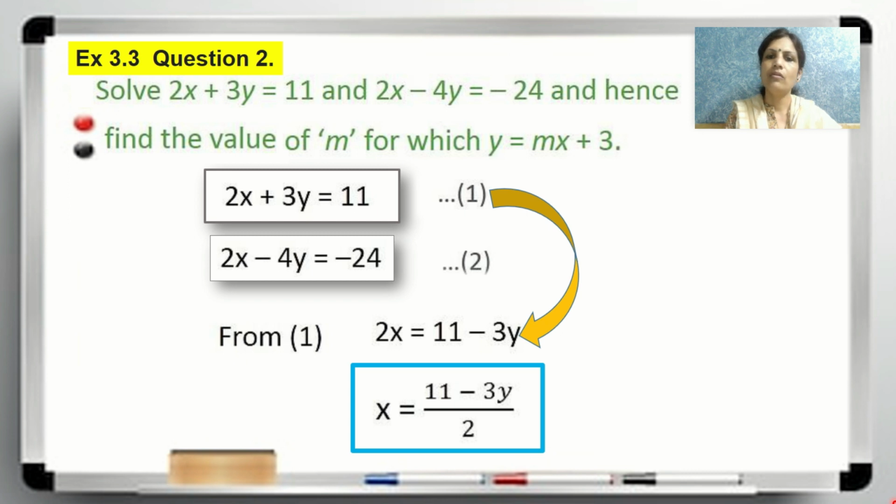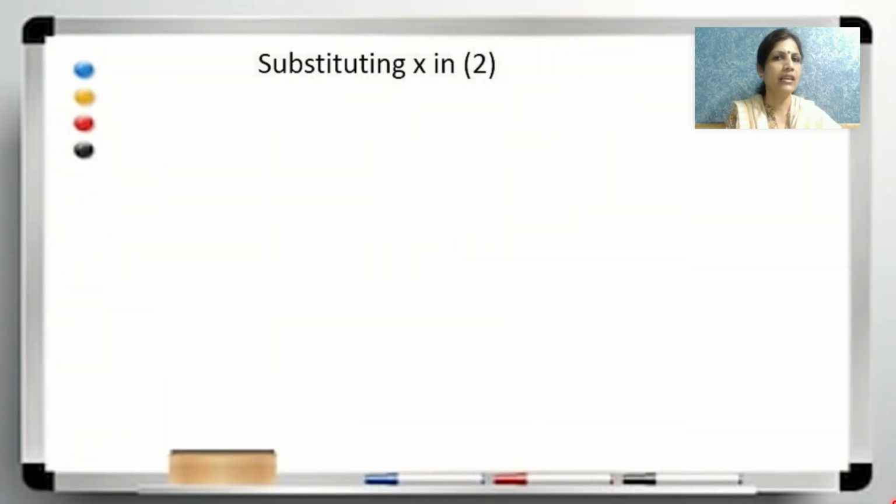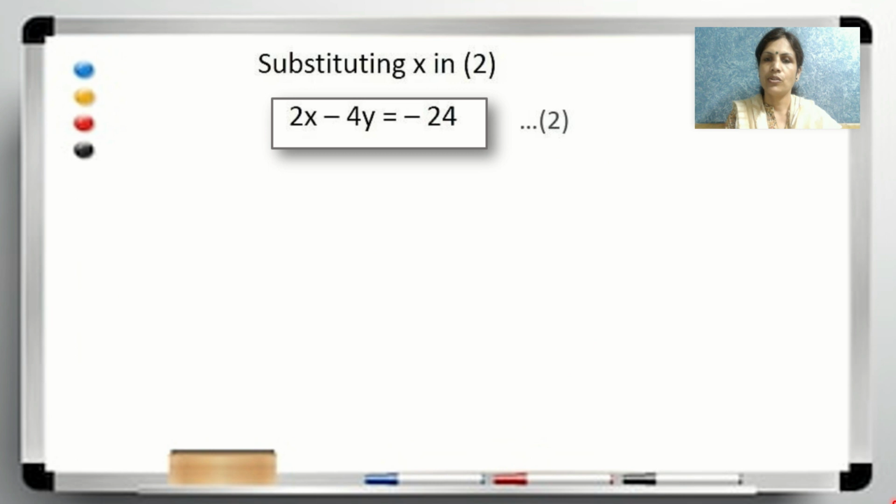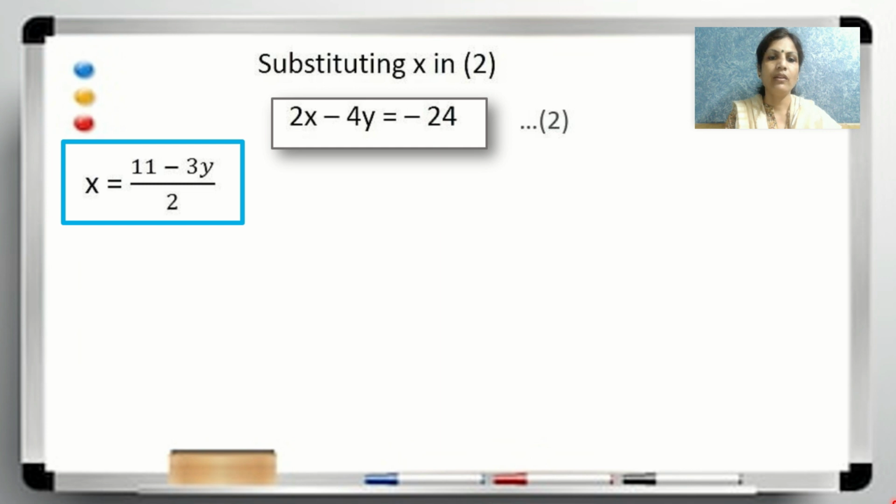Now we will substitute this value in equation 2. Let's first see which is our equation 2: 2x minus 4y is equal to minus 24. So let's substitute the value of x here, (11 minus 3y) upon 2. So we'll first write 2, put the bracket. In the bracket we will write (11 minus 3y) upon 2, minus 4y is equal to minus 24 as it is.